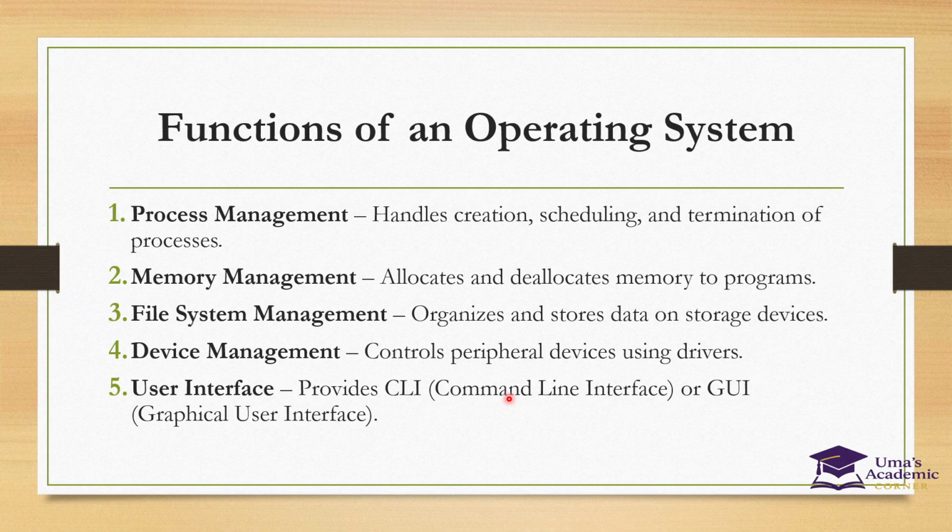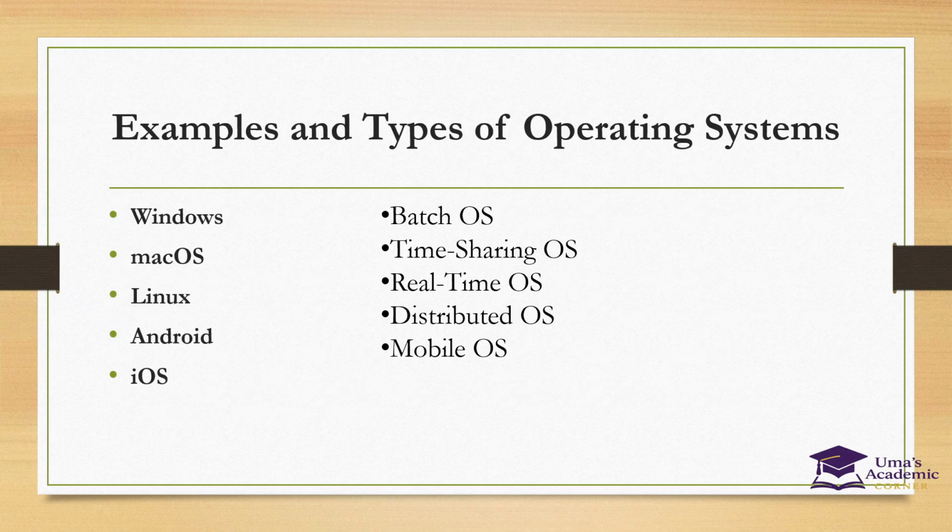Next is the user interface. The user interface provides a way for the user to interact with the system. We have two types of user interface. One is the command line interface, the other is the graphical user interface. Where the user interacts with the system by giving commands, we call that a command line interpreter. And if you are interacting with the system using GUI-based tools, we call that a graphical user interface. Examples of operating systems are Windows, Mac OS, Linux, Android, and iOS.